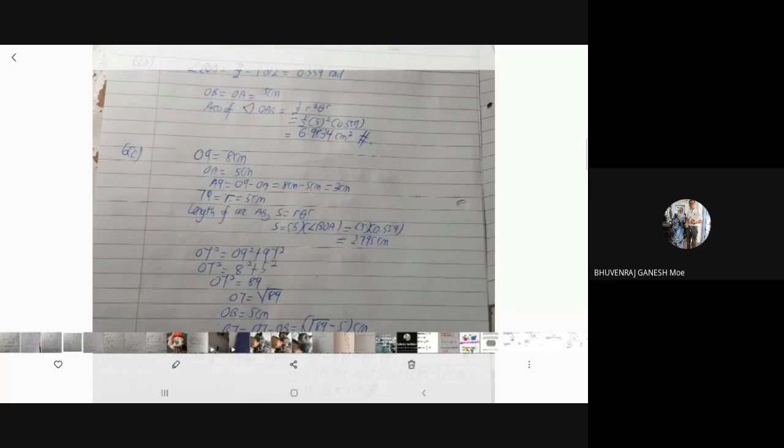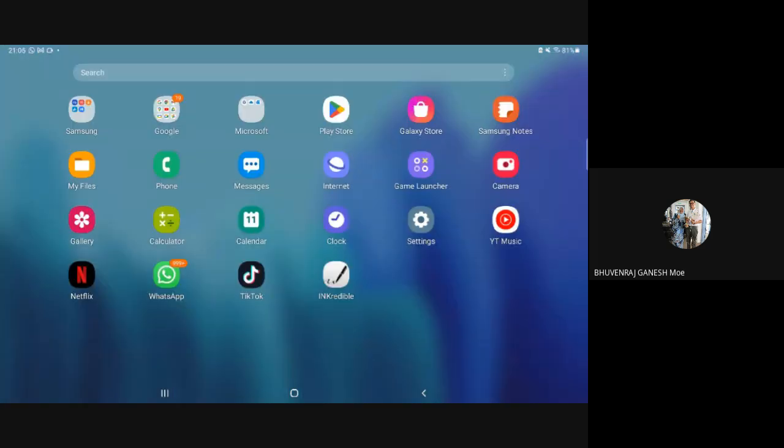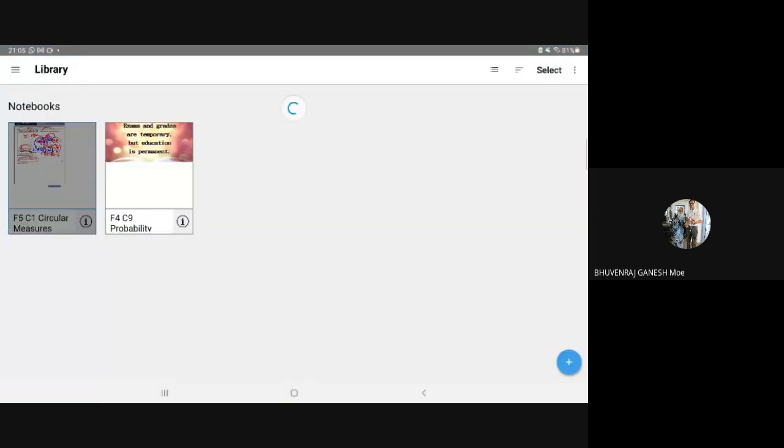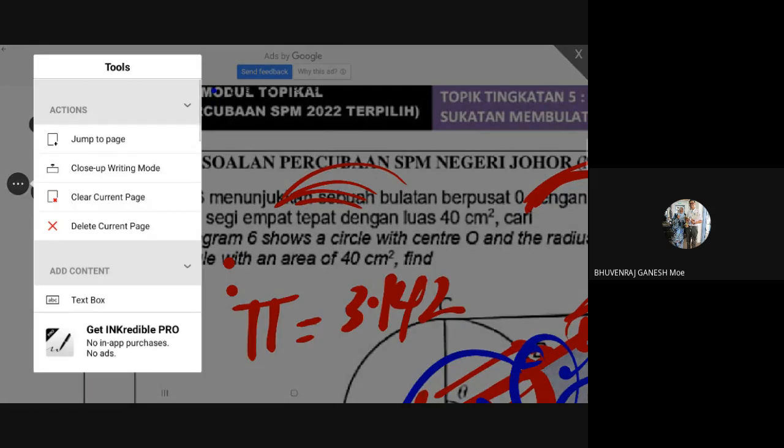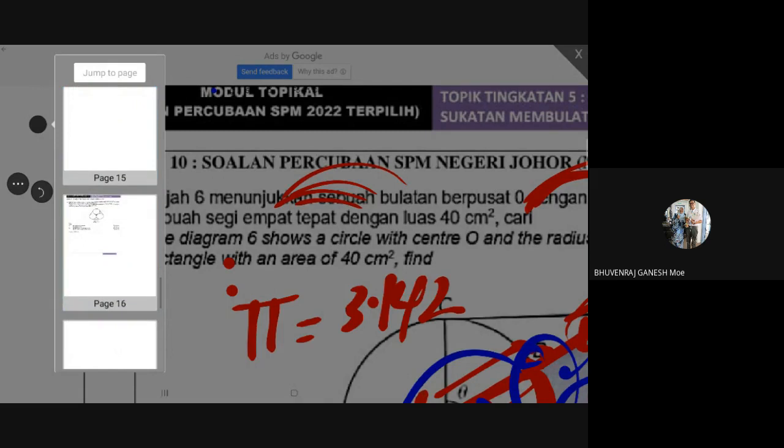This one really hard because you need to modify the diagram now. Kamu kena modifikasikan gambar rajah sekarang. Okay, ready ya? Okay, good. Come. Mungkin soalan macam ni akan datang dalam exam kamu, maybe.